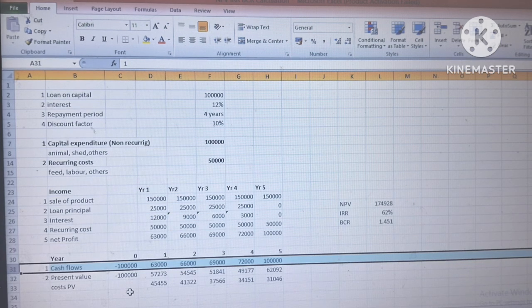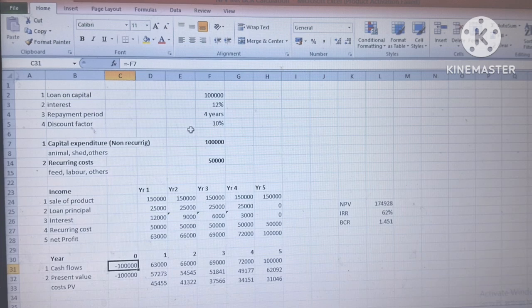And this minus 1 lakh is the capital expenditure, so it has to be deducted from the total values. In the next step, we have to calculate the present values for all these future cash flows. The present values can be calculated at the 10% discount factor by using this formula. So look at the formula bar here.